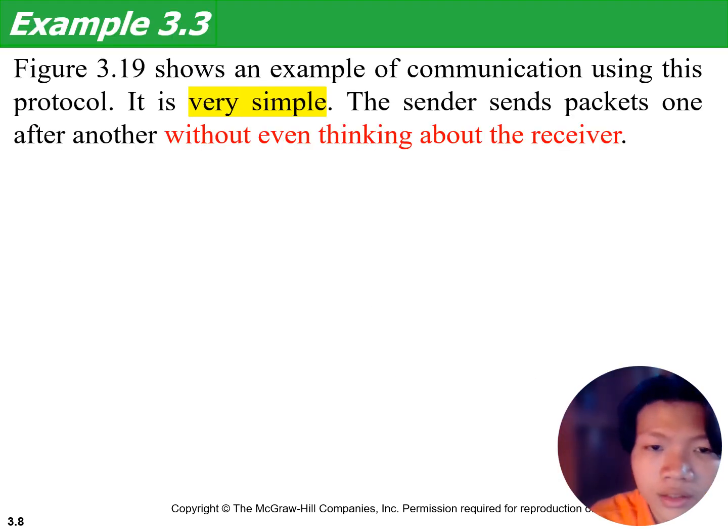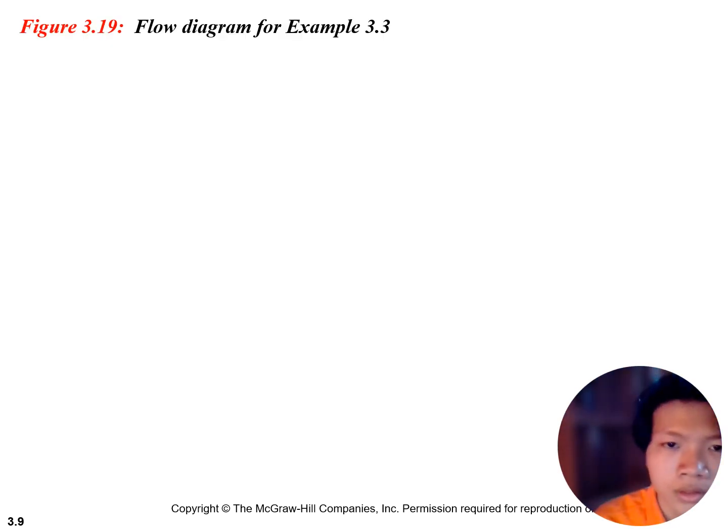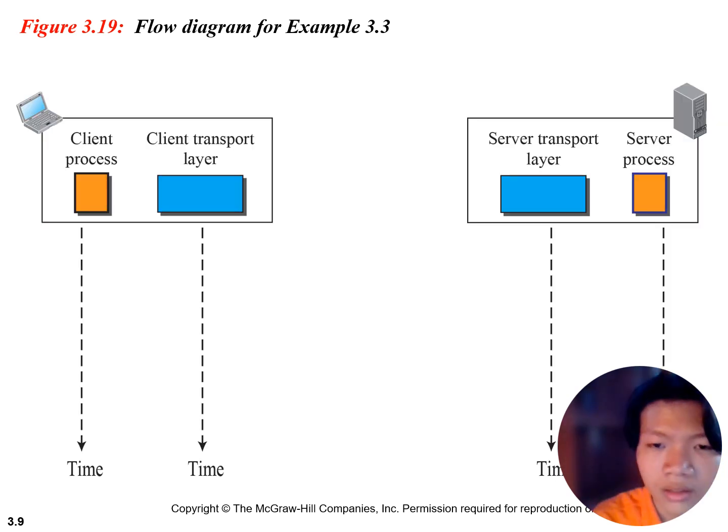Example 3.3, Figure 3.19 shows an example of communication using this protocol. It is very simple. The sender sends packets one after another without even thinking about the receiver. This is the full diagram for example 3.3.